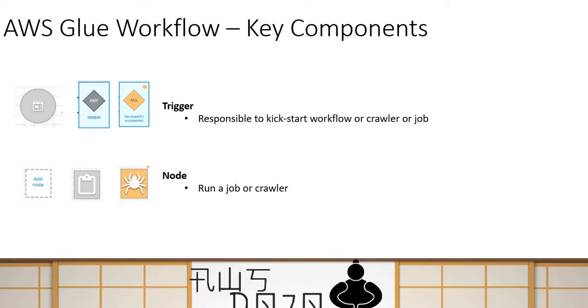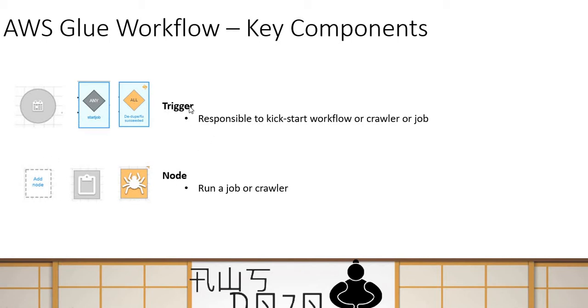So moving on. What are the key components of Glue Workflow? And here is the simple part. Glue Workflow has just two key components, the trigger and the node. Trigger and node have their respective responsibilities. So for instance, these are different icons you will see with the trigger, and I will explain in a bit what they mean. And these are different icons you will see with the node.